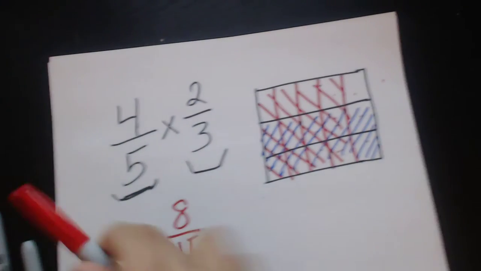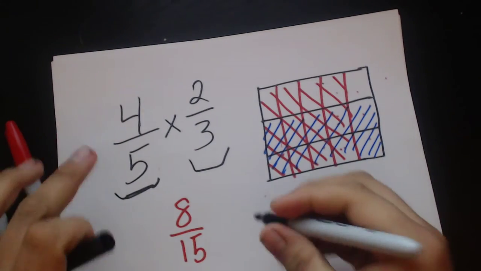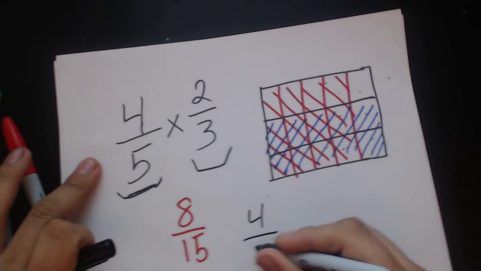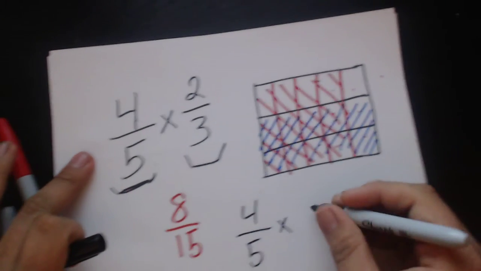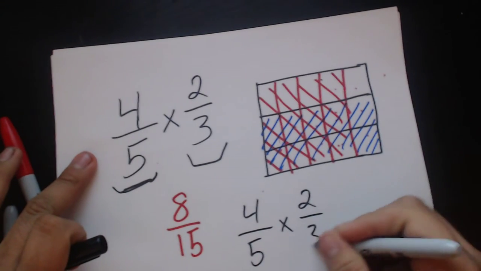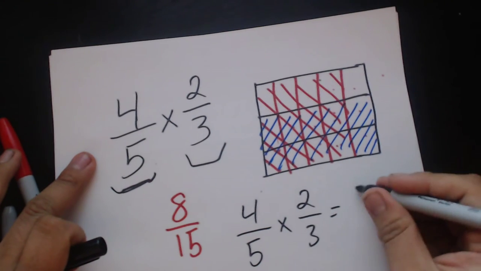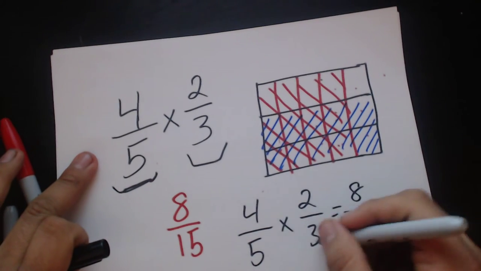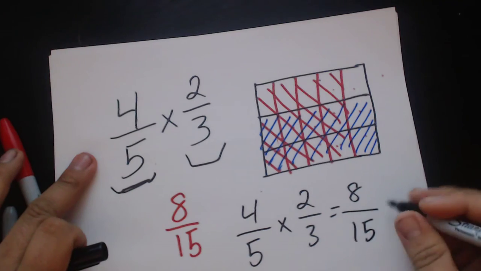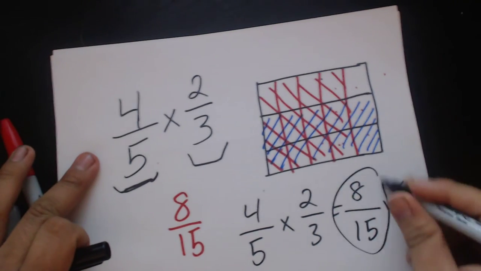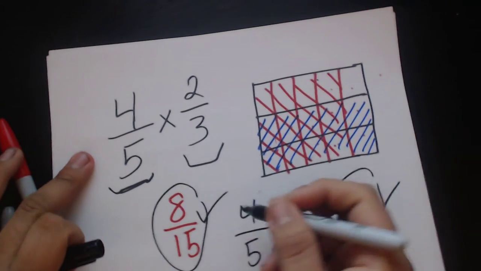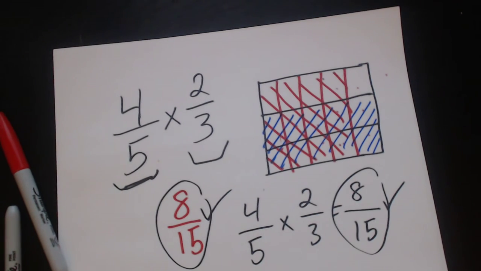Now, most of us already know that we can multiply straight across. So I'm going to do that just to check my work. We know that 4 times 2 is 8. And 5 times 3 is 15. These two numbers match, which means our fraction model is right.